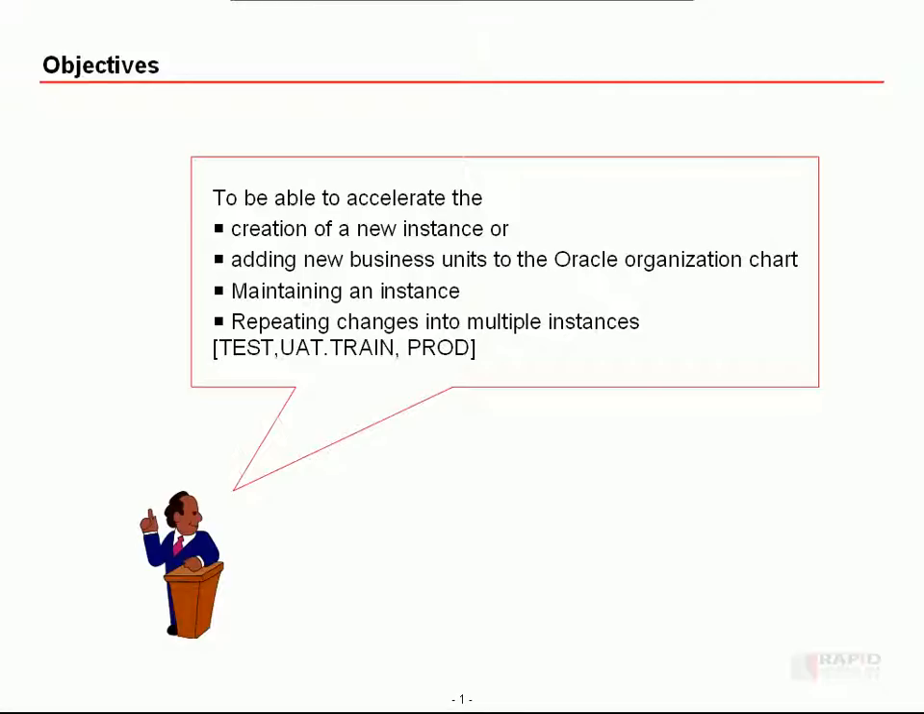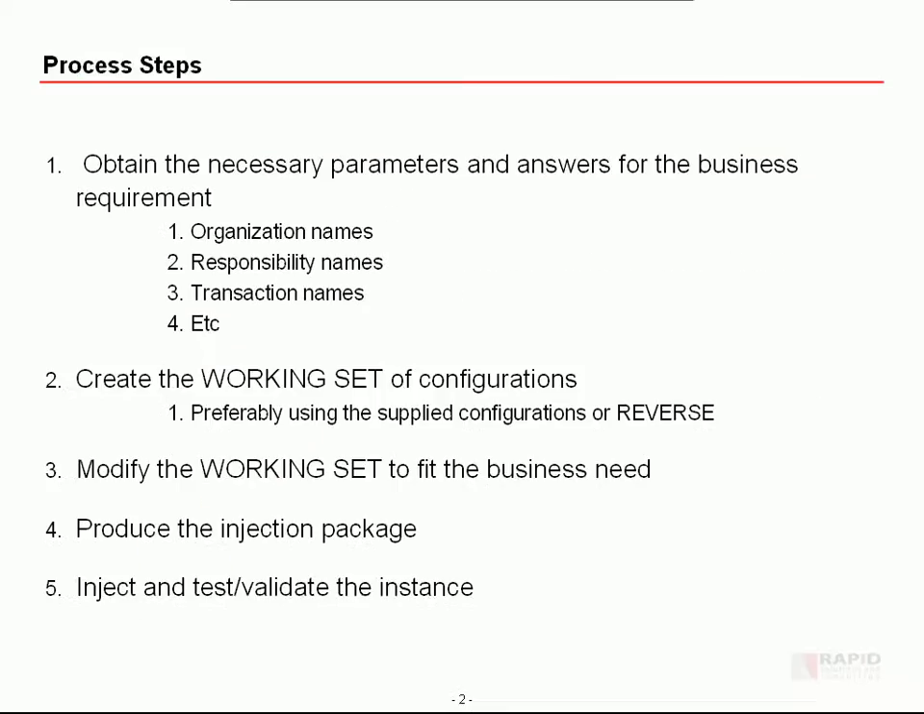Obviously, we want to be able to do things faster. We want to be able to accelerate the tasks we're going to do, whether that's creating a new instance or a new business unit or whatever we're going to do. We want it to be faster and save time and money. The steps that we're going to follow to do that are on screen right now.